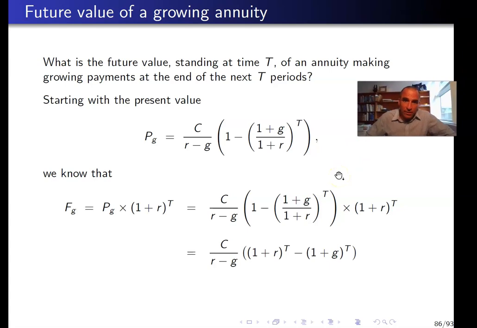The future value of a growing annuity. So if we are given a growing annuity making T payments growing at the rate G, what is the future value of this annuity at time big T? We take the present value equation, we compound it over T periods, and that's it. We're done. So as long as you remember the present value equation, you can always obtain the future value of an annuity.